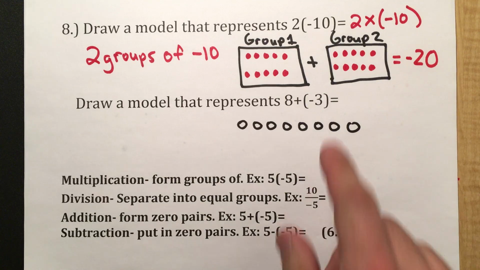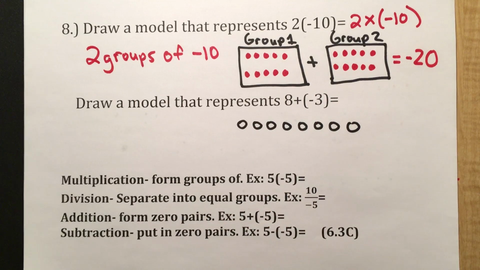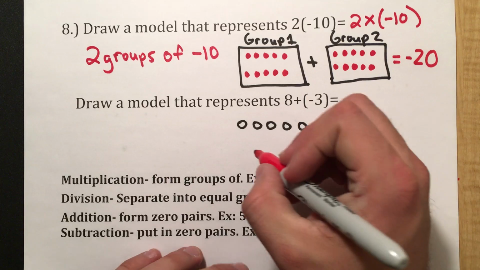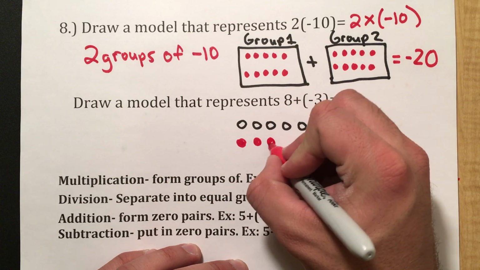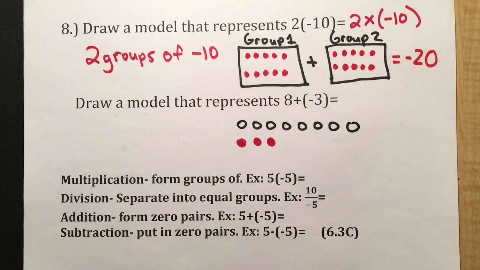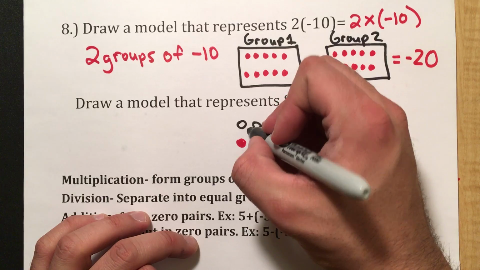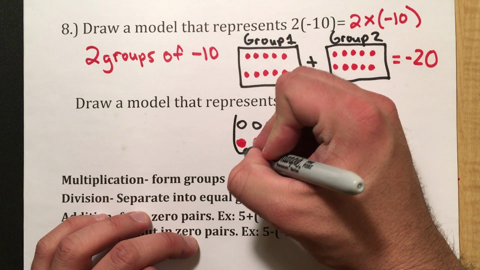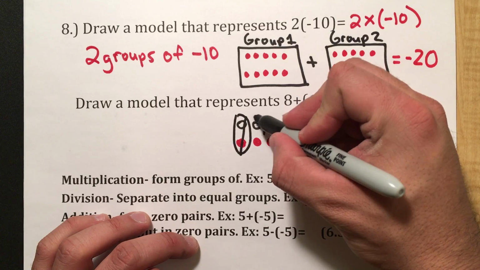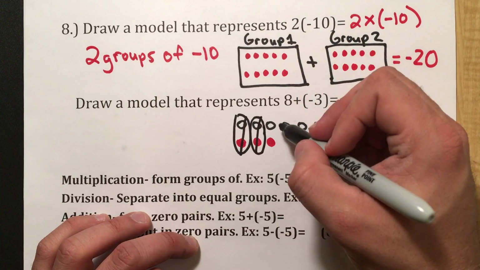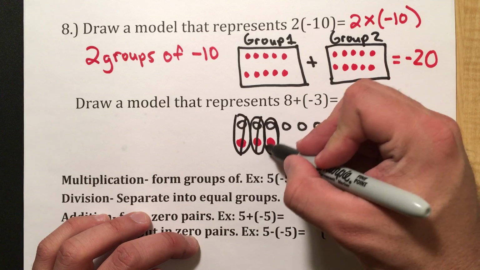And how many negatives do we have? We have 3 negatives. I'm going to put the negatives right underneath. So that's 1, 2, 3. And I'm going to form some zero pairs. Every positive and negative cancels out. So we're going to cancel that out. Got a positive and a negative. We're going to cancel this out here. Positive and negative, we're going to cancel this out here.